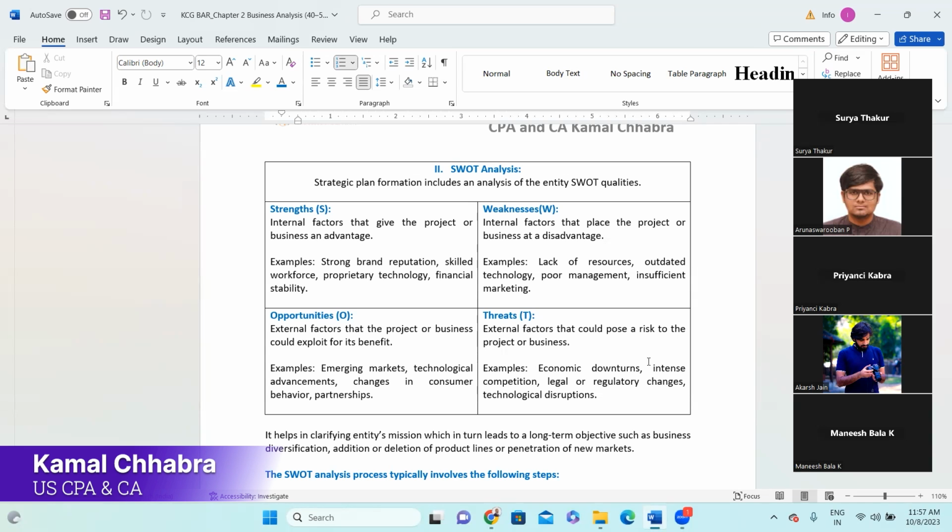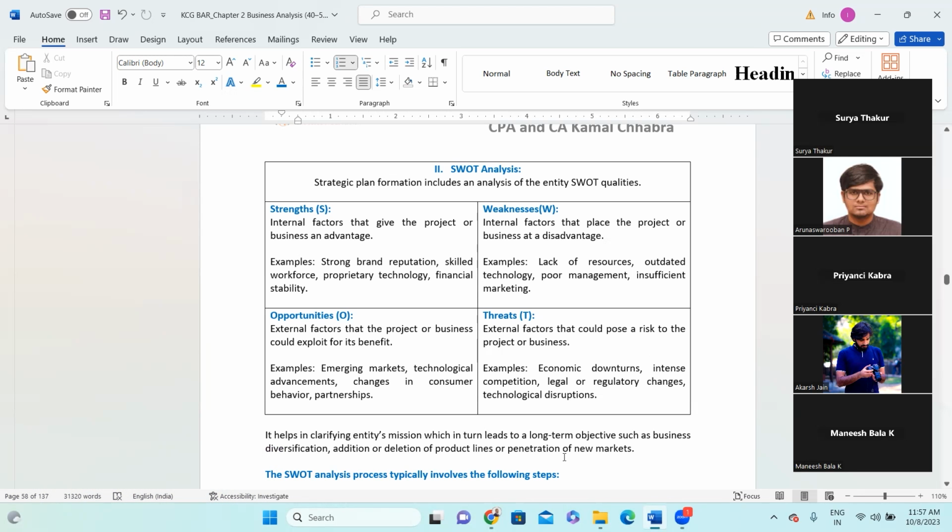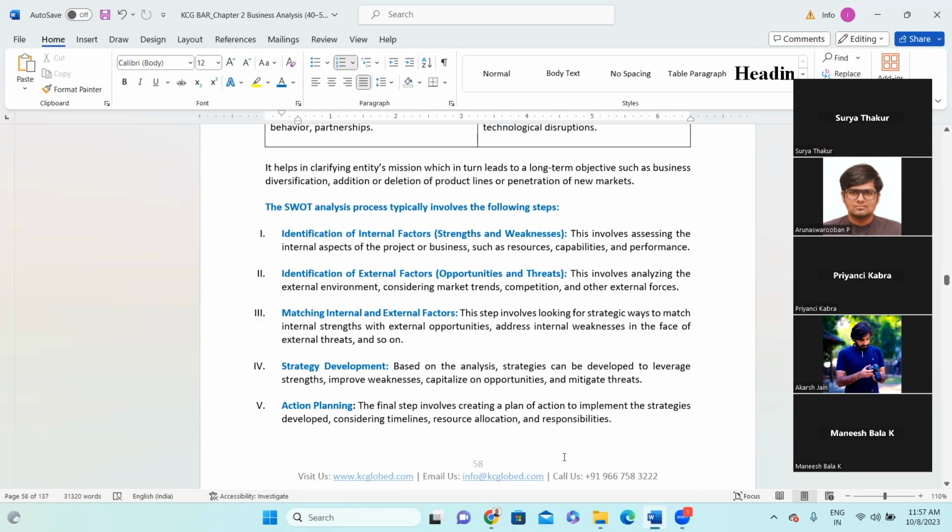Weaknesses. Why do we need to analyze weaknesses? So that we can work upon and improve upon them, or some of the weaknesses which are not required in the business, we can wipe off, right? So that is the reason SWOT analysis is required. It is not only for business, it is required for us as individuals also, always. It helps in clarifying the entity's mission, which in turn leads to long-term objectives such as business diversification, addition or deletion of product lines, or penetration into new markets.